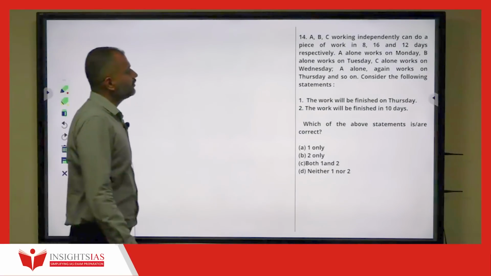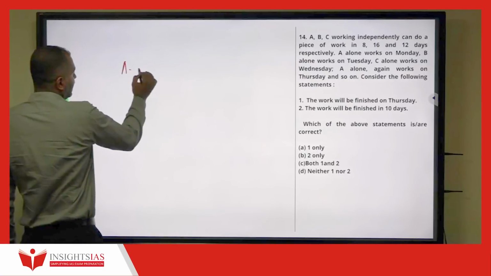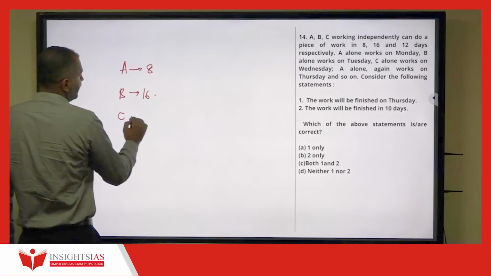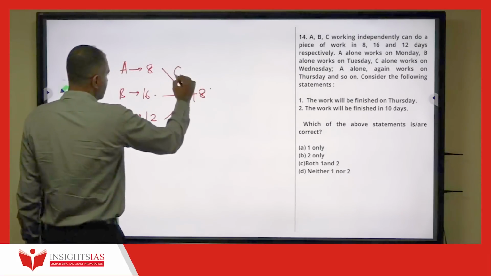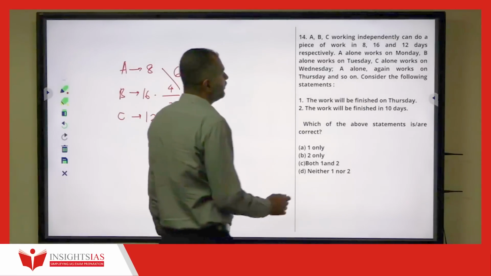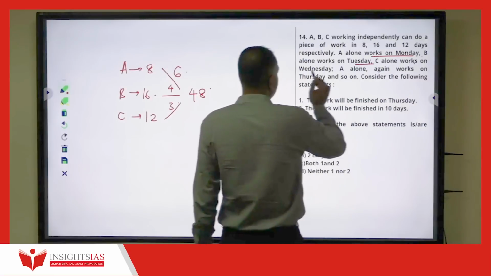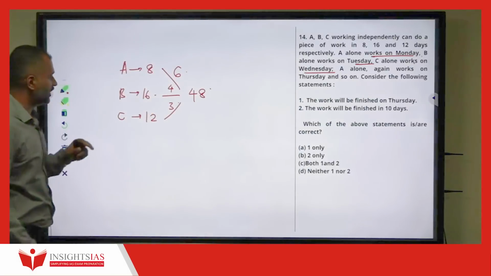Time and work question. Easy one. A, B, C independently. A can complete a piece of work in 8 days, B in 16 days and C in 12 days. Take the LCM, 48. Efficiency is 6, 3 and 4, but they are not working together every day. A alone works on Monday, B on Tuesday and C on Wednesday, A alone again. This is alternate days and the cycle repeats. Who starts first?